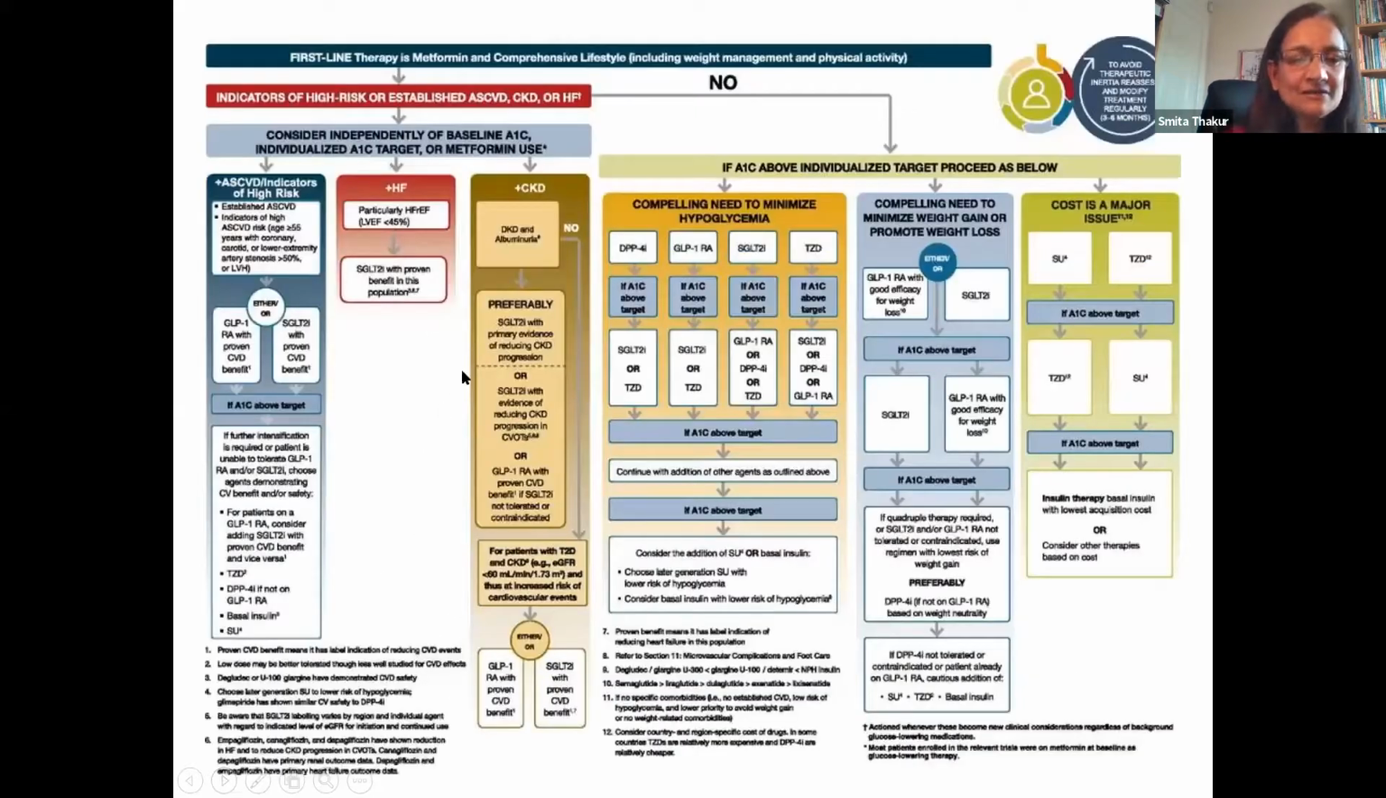We come to this chart. We've discussed atherosclerotic cardiovascular indicators, GLP-1; those with heart failure, SGLT2; those with CKD, SGLT2 inhibitors. And if there is a compelling need to minimize hypoglycemia, we have these agents. I will share this document with everyone for reference. I quite like this, and it's really easy to follow as well.